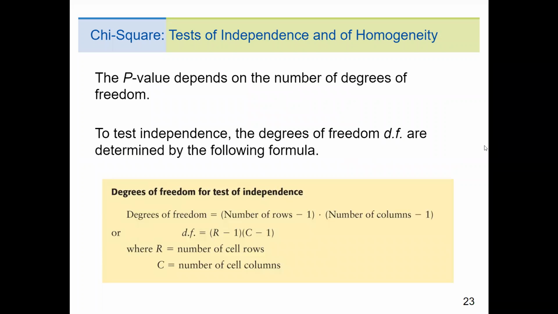The p-value depends on the number of degrees of freedom. To test independence, the degrees of freedom are determined by the following formula. Go ahead and pause it so you can write that down.